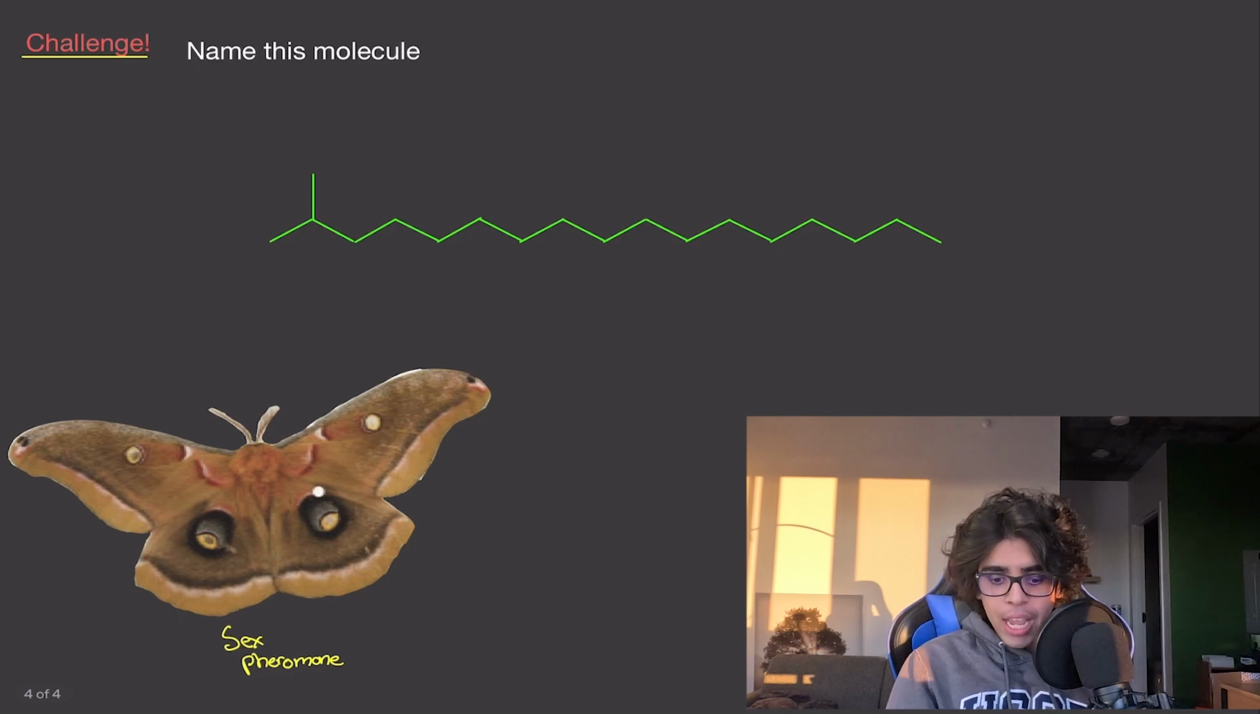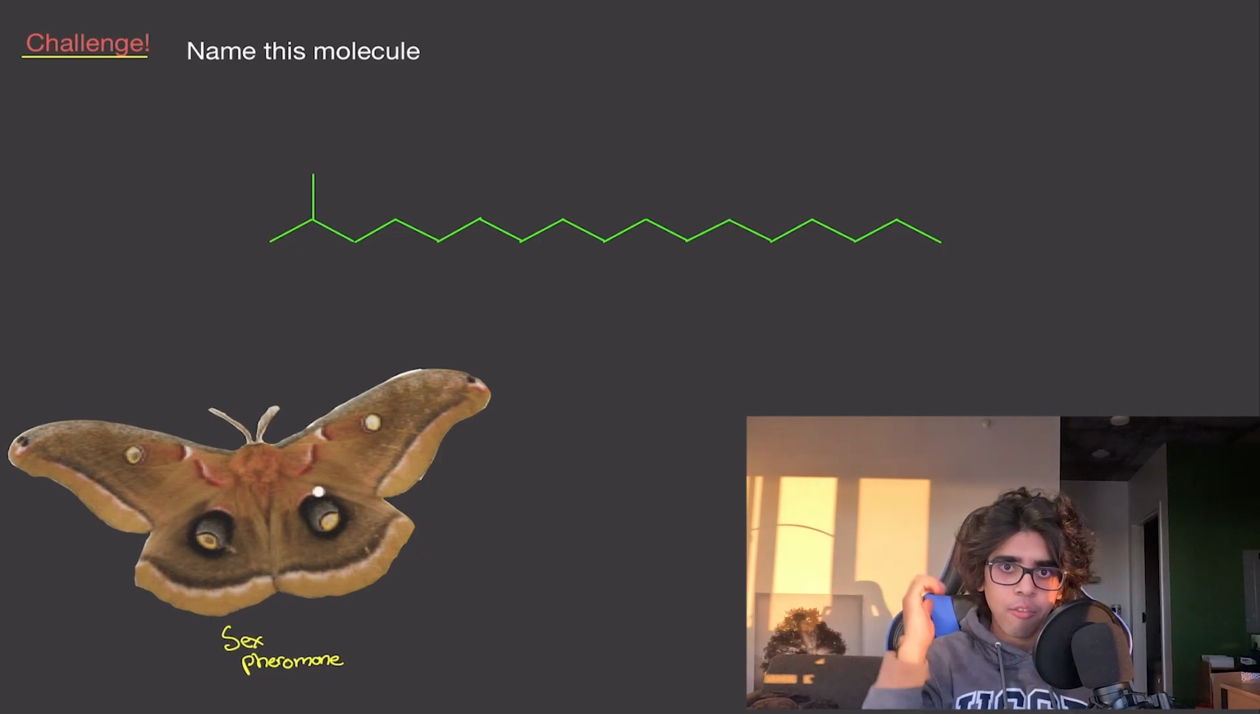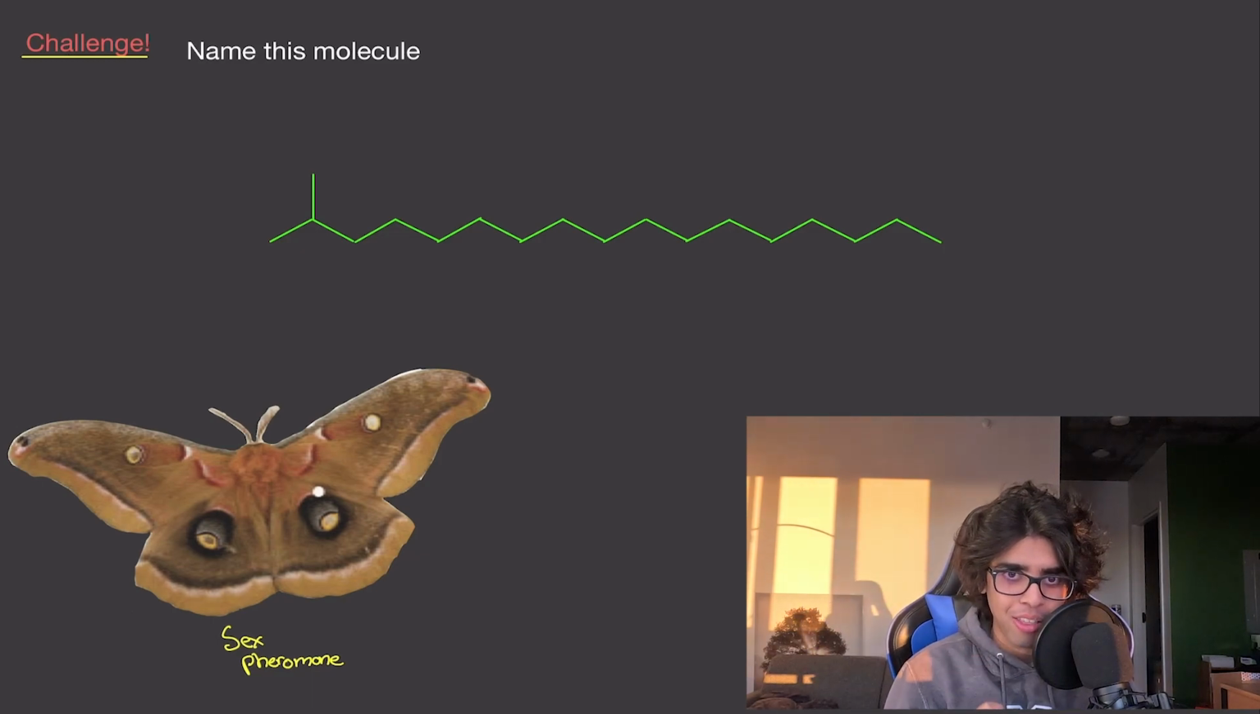Here's a challenge problem. Name this molecule, the actual full name of it. This molecule is a pheromone for moths. It's a sex pheromone in moths. It's a very simple molecule, actually. It's very straightforward. It's just a bunch of carbon atoms and hydrogens.